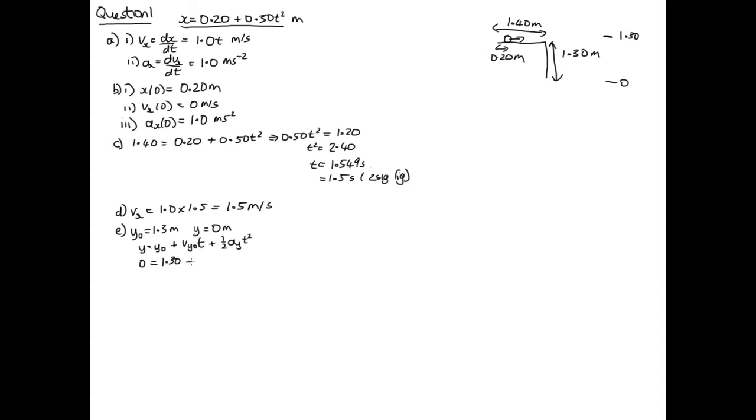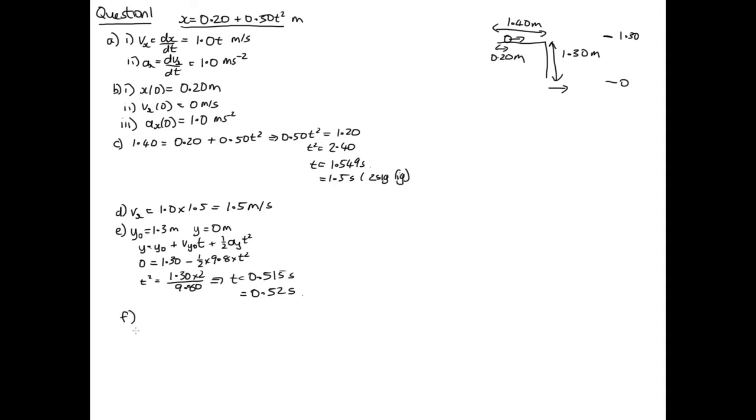And then we've got minus, because the acceleration's downwards, a half times 9.8 times t squared, telling us that t squared is equal to 1.30 times 2 over 9.80. Okay, and solving this, we end up with t is equal to 0.515 seconds, but we should give this just to two significant figures, so that's 0.52 seconds.